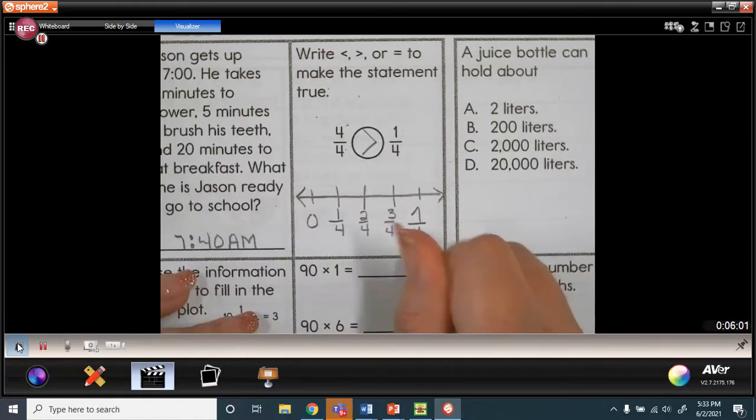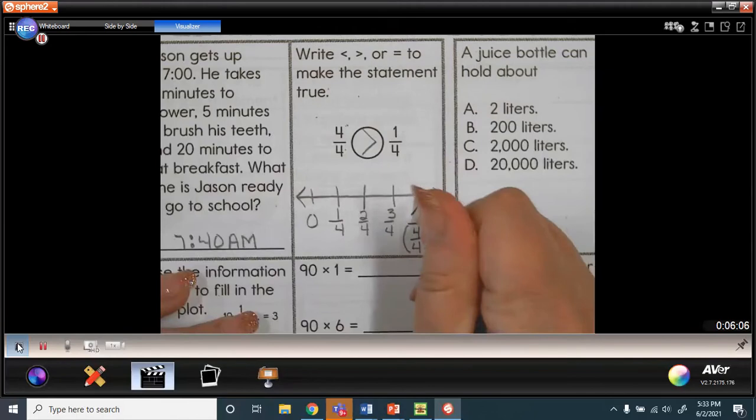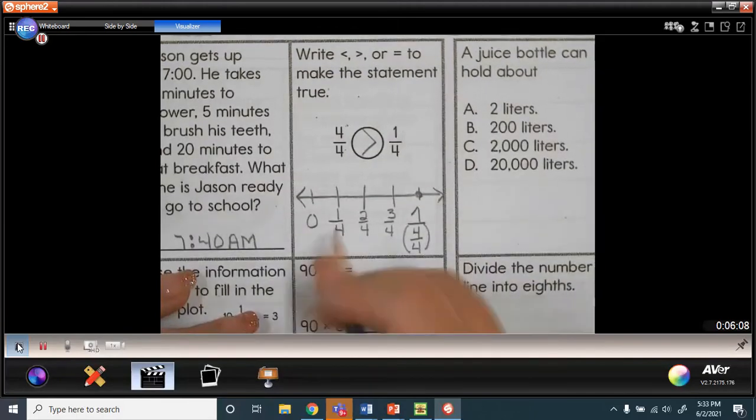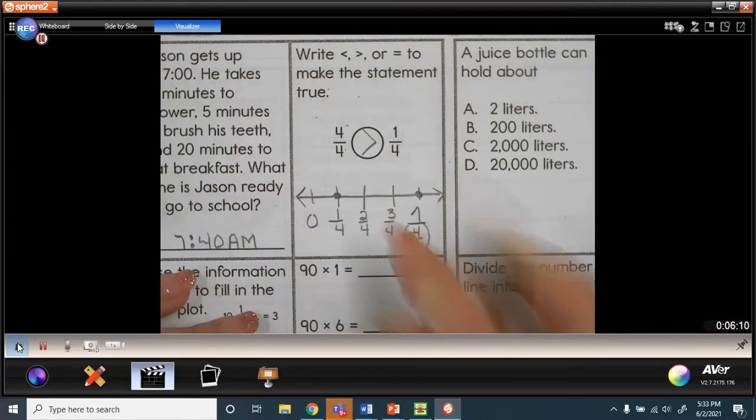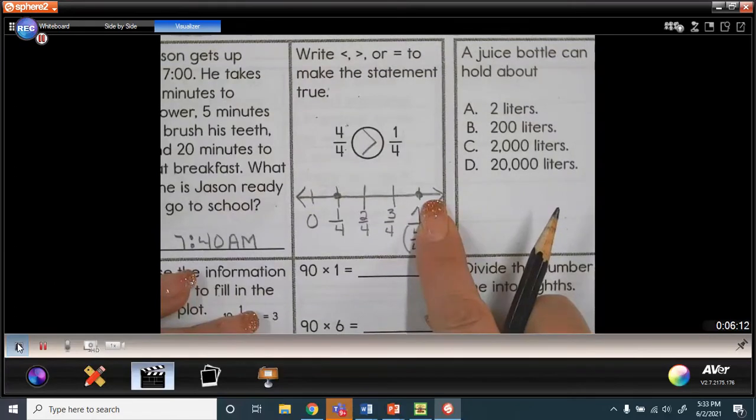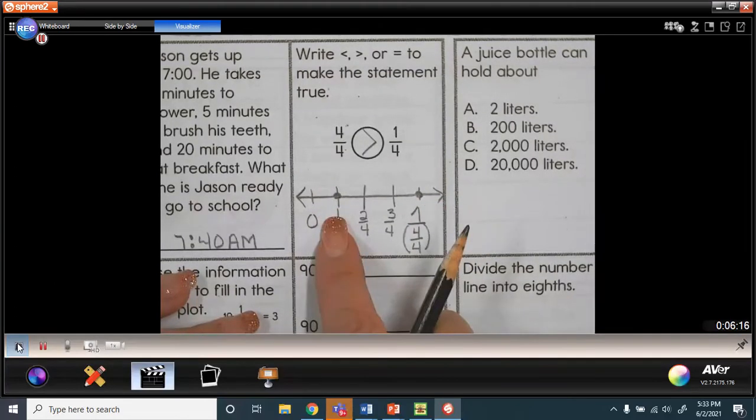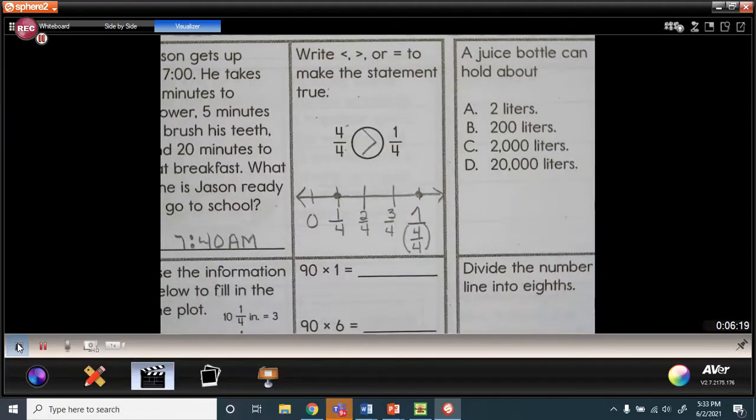And finally 4 fourths, which is 1 whole. Now, I can show you where 4 fourths is compared to 1 fourth. And as you can see, 4 fourths on a number line is going to be greater than 1 fourth. So it still shows on the number line that 4 fourths is greater than 1 fourth. All right, let's take a look at our next problem.